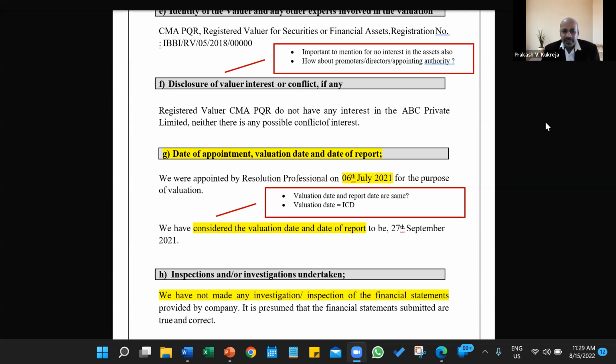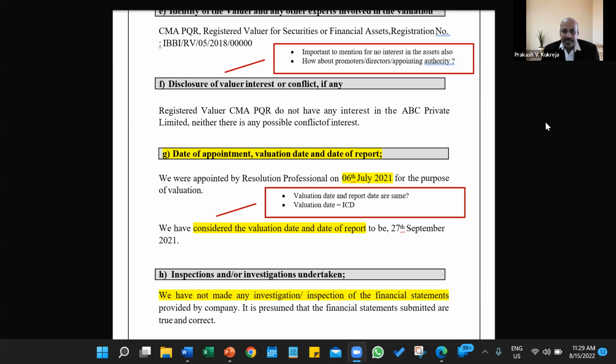Now, if you see here, the RV was appointed on 6th of July, 2021, right? And his valuation date and date of report is 27th September 2021. So again, there is a big gap that could have been justified. Why? Usually I have seen that the registered valuer takes around 2 to 3 weeks max to give the report.